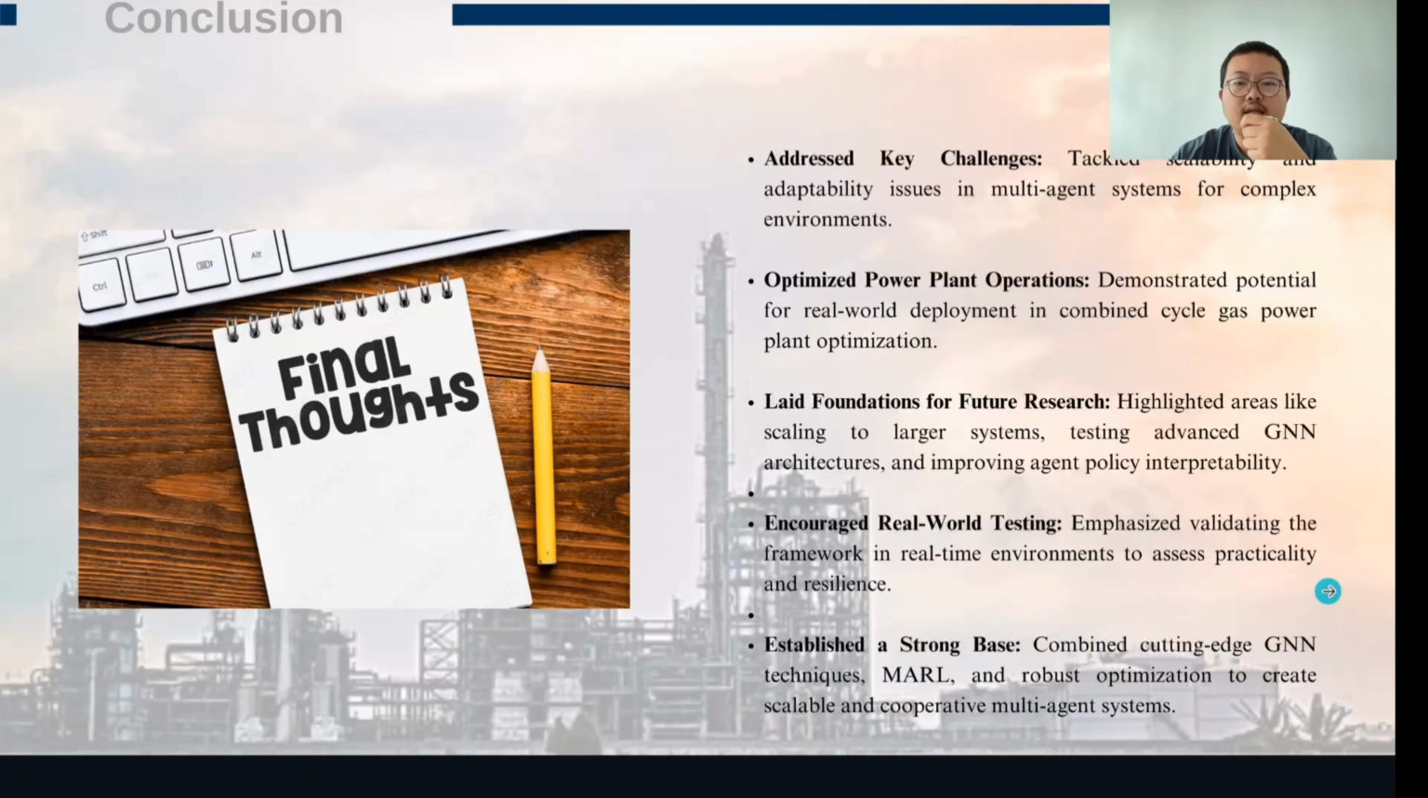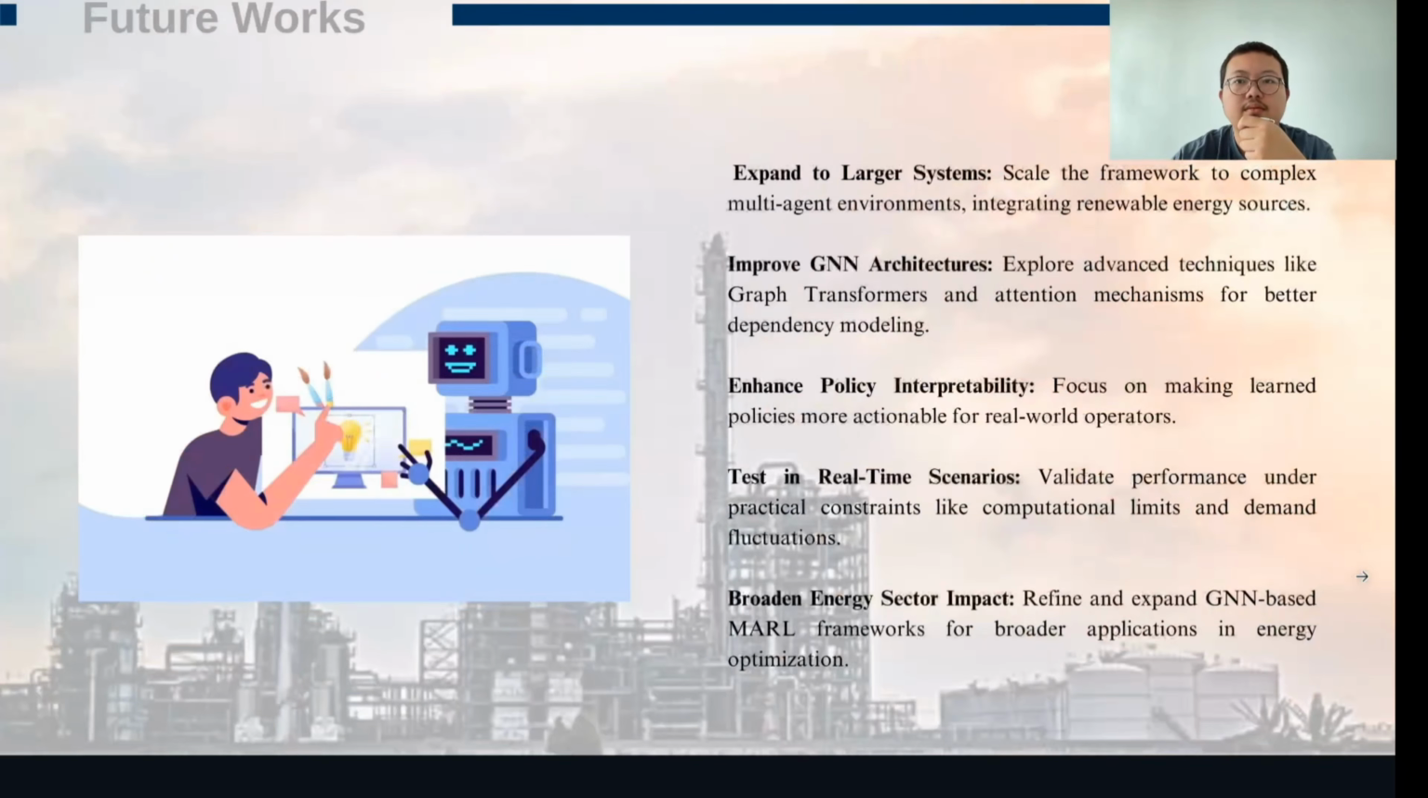We also established a strong base by combining a cutting-edge GNN with MARL and robust optimization to create scalable and cooperative multi-agent systems. Future work could expand it to larger systems and scale the framework to complex multi-agent environments, integrating renewable energy sources. Advanced techniques could also be explored, like graph transformers and attention mechanisms, for better dependency modeling.